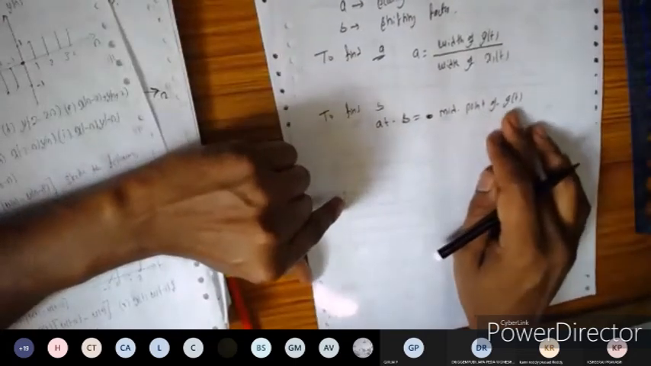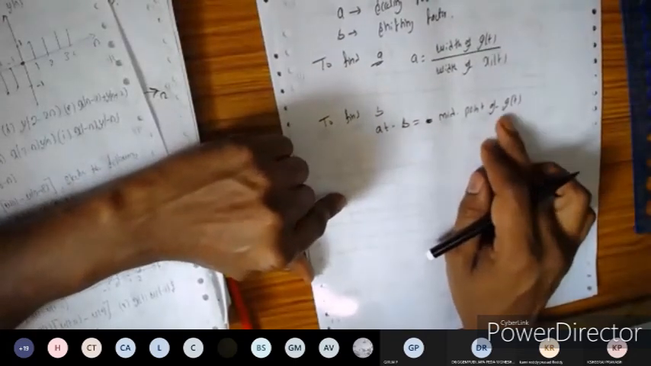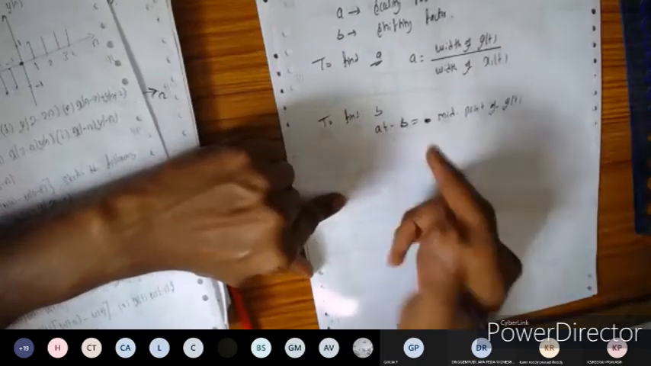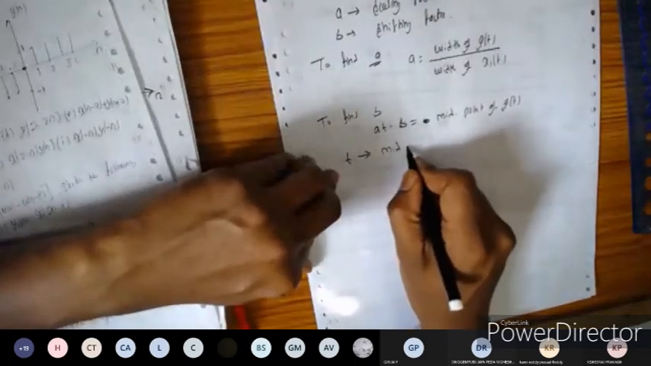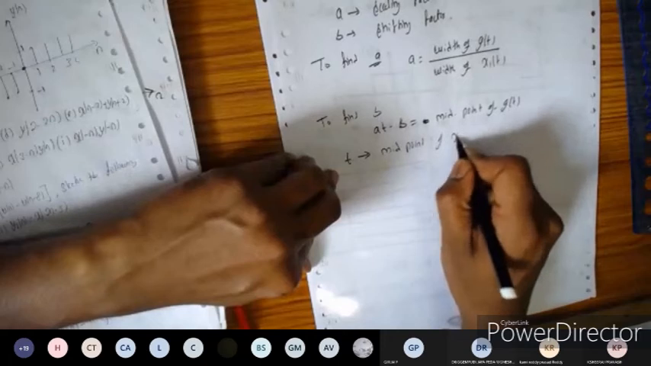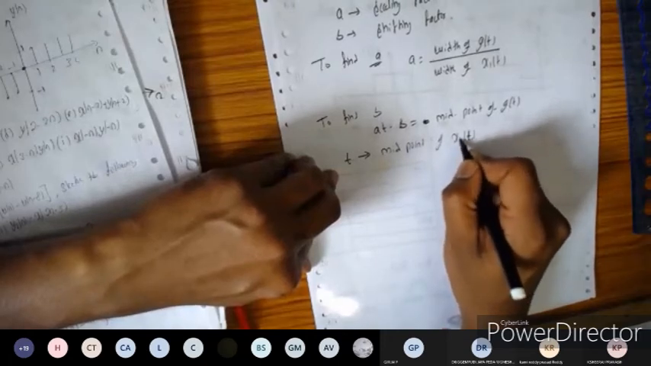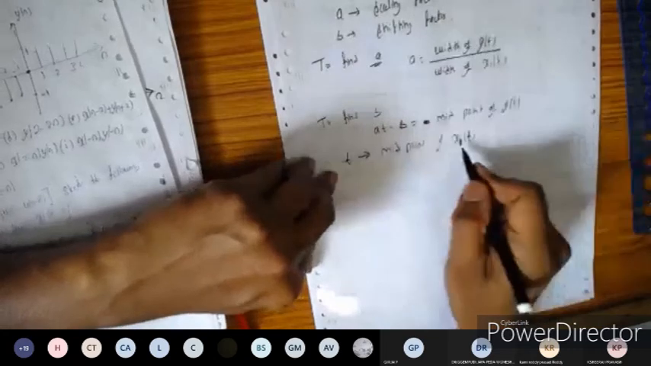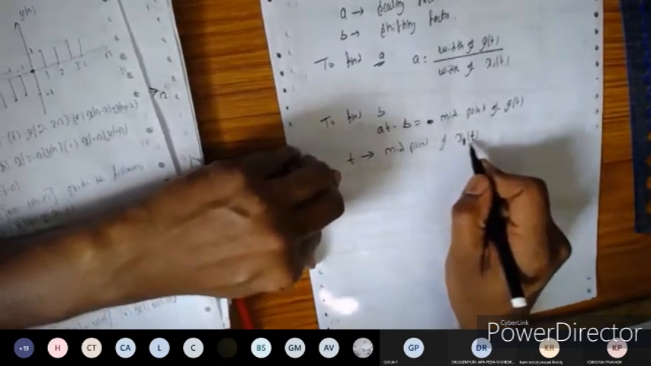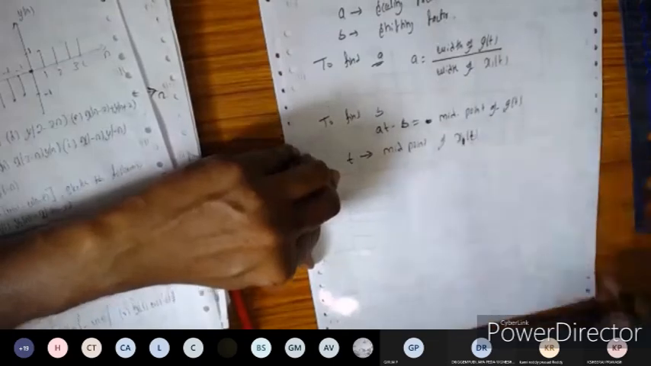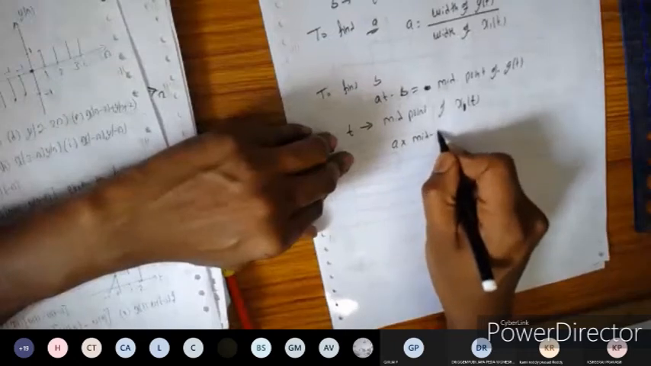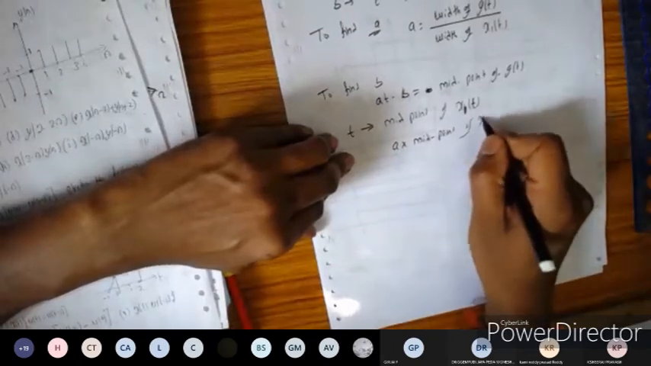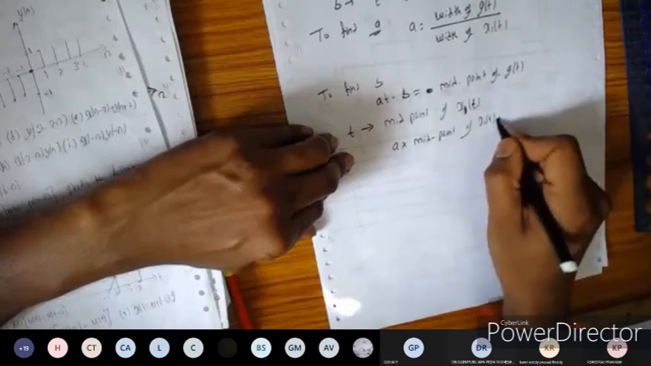So at minus b is equal to the midpoint of g of t. Here we need to substitute the value of t. t is taken as the midpoint of whichever signal we are going to find. For example, if we are finding for x1 of t, you take the midpoint of x1 of t. So I'll take it quickly for this one: a times the midpoint of x1 of t, minus b.